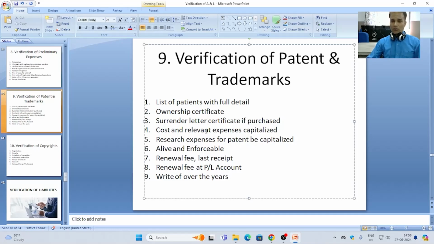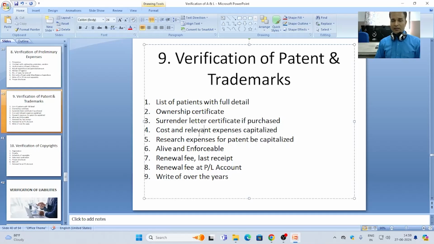It is also advisable for the auditor to check how much cost is incurred and what the relevant expenses for the patent and trademark are, and that they should all be capitalized. Revenue treatment for the cost and relevant expenses for patent and trademark will be wrong. It should be capitalized only.